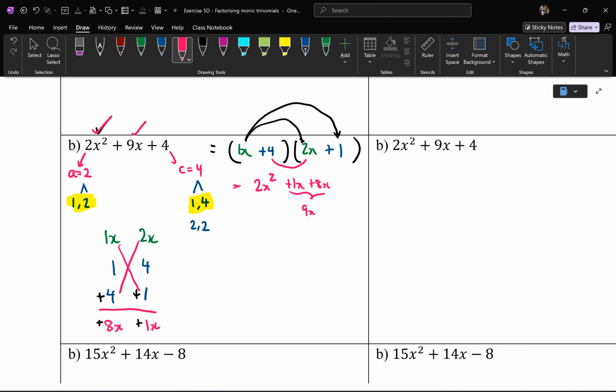And the last one you have to check, does plus 1 times plus 4 give you the last term, which it does, plus 4. So with the cross method, the answer would then be x plus 4 times 2x plus 1. It doesn't matter the order of the bracket, but what's inside the bracket matters. Okay, so you can swap it around and say 2x plus 1 times x plus 4, but that's cross method.